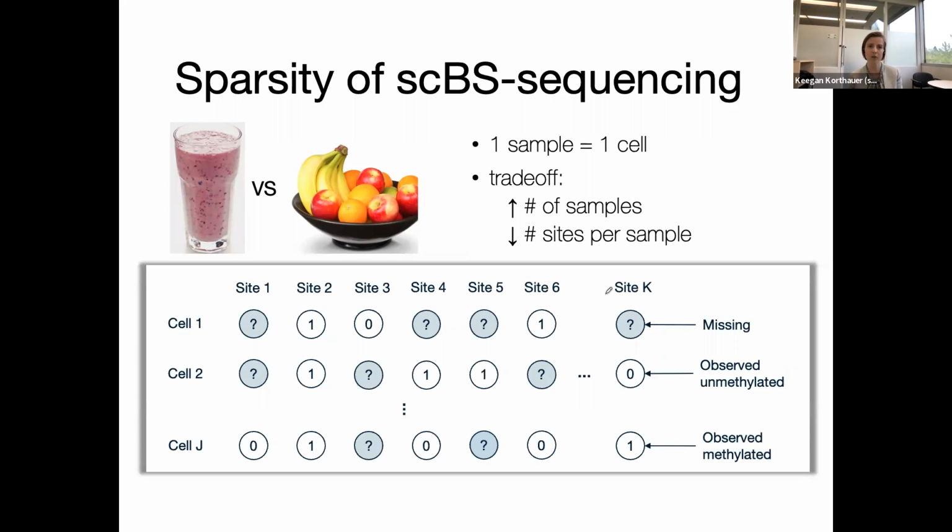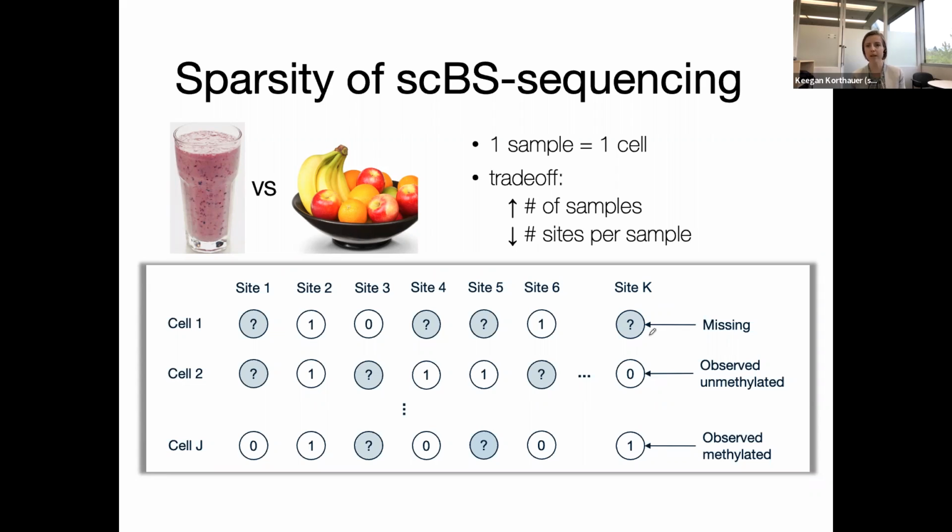So here's a cartoon of what a typical experiment would look like. So we have many, many samples. So this could be hundreds of thousands of cells. And then we also have many, many sites. And this can be in a human around 30 million that we could have coverage for. But we have a lot of these question marks. These are missing values that we just don't observe.